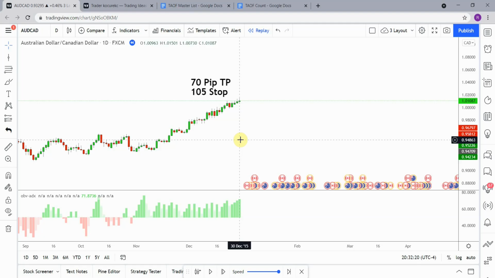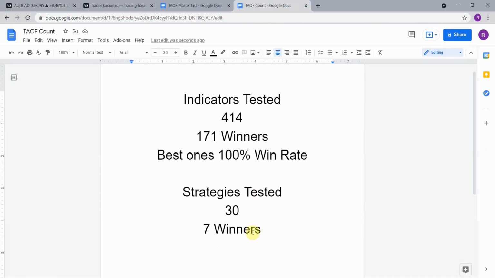Alright, as I said, today we will be testing the OBV ADX Indicator. Before we do though, I wanted to put the testing scoreboard up for everyone to see. So to date, we have tested a total of 30 different strategies, with 7 of them being winners. We have also tested a total of 414 indicators, with a total of 171 winners, which means that they have met or exceeded the 60% win-loss ratio threshold that we have set for them. The best ones so far were able to achieve a 100% win rate.